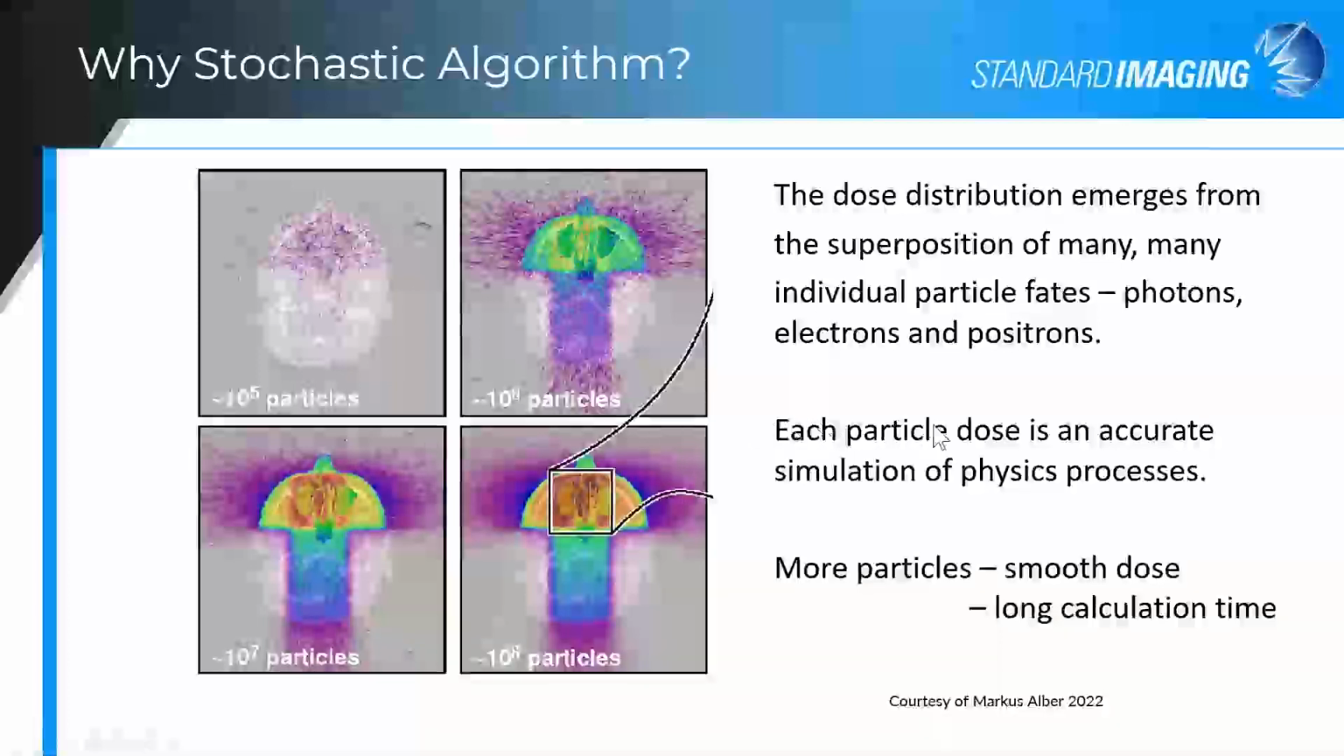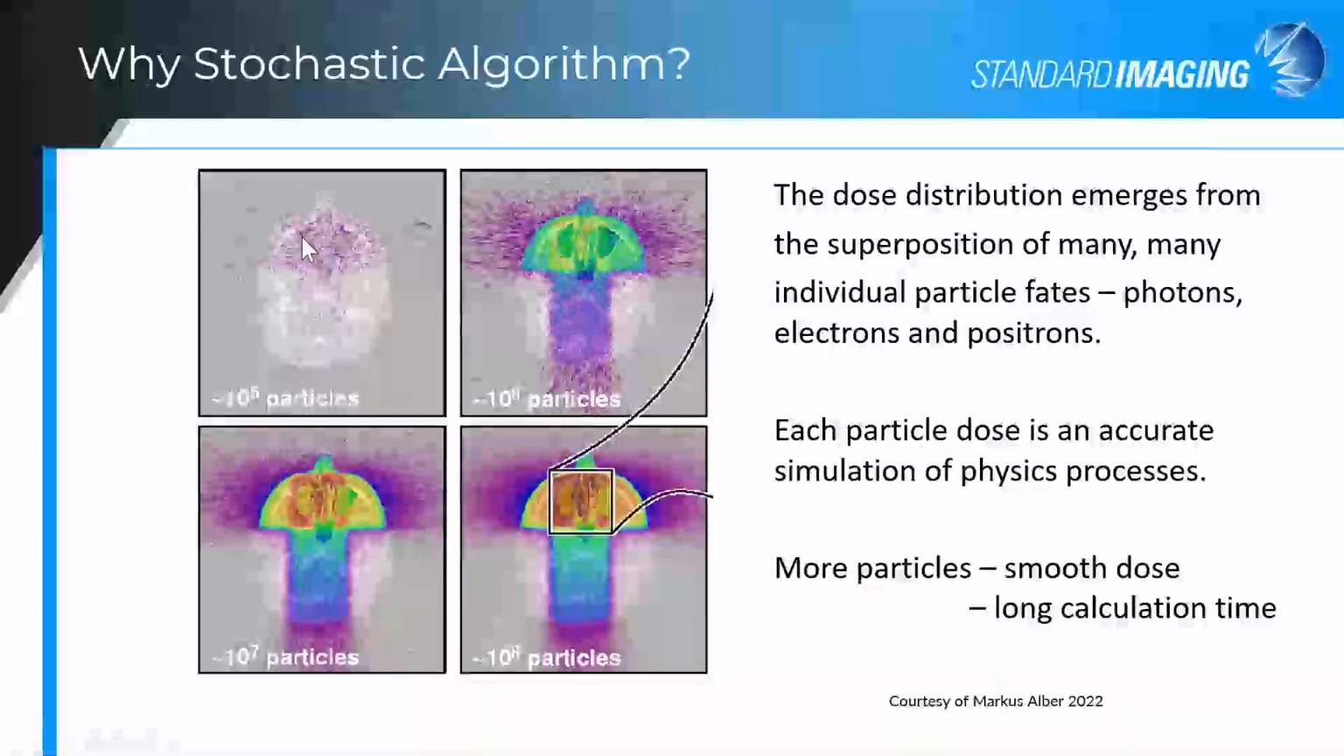So it implies that each particle is a simulation of an accurate physics process. And so the dose distribution emerges from the superposition of many of these particle tracks and the dose deposition that occurs within the patient anatomy. And so the more particles, the smoother the dose is.